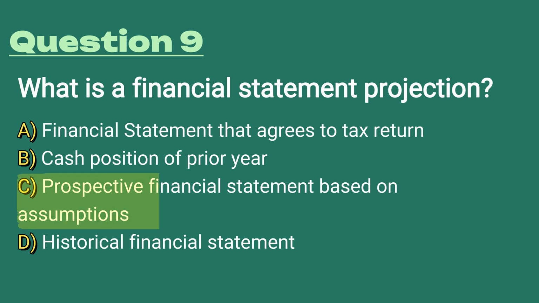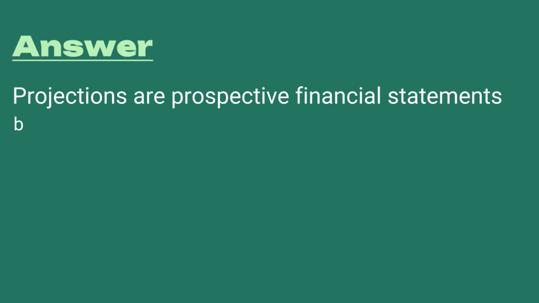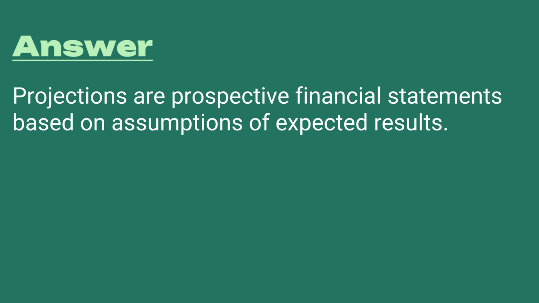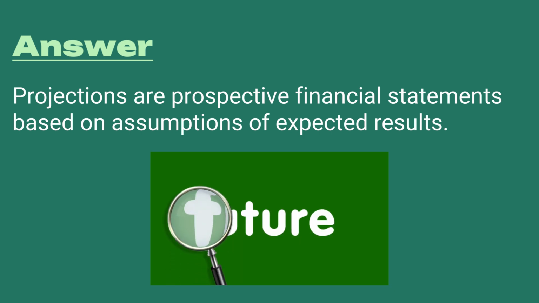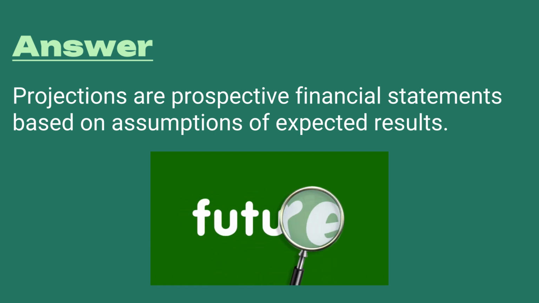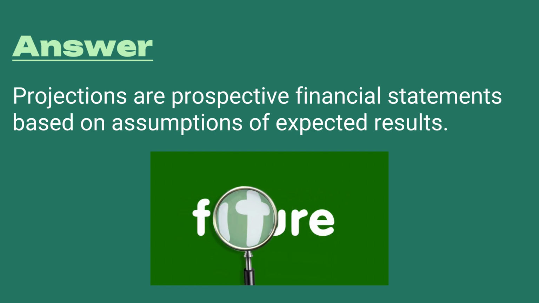The answer is C, a prospective financial statement based on assumptions. Projections are financial statements where you have historical information and then you're going to layer in future assumptions to get an estimate of what you think your projected results will look like. You're in May and you want to know what your year-end, your December 31st financials are going to look like. Take your year-to-date results through May, and then you're going to layer in assumptions, idea of what your projected financials are going to look like.